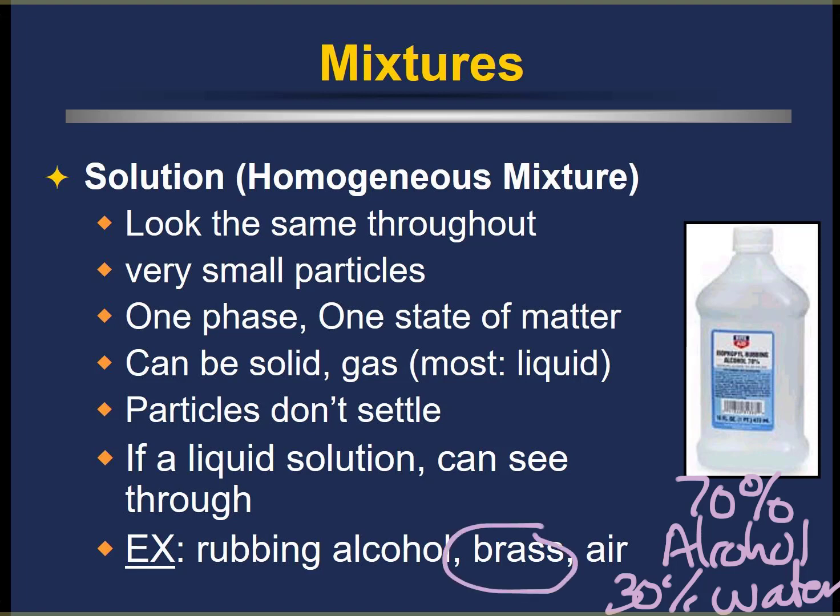Brass, this is a solid. It's a solid solution. And so they take and combine zinc and copper, and they melt it together, and then they let it solidify, and it is a solid solution. So it looks the same throughout. Those atoms are combined physically, and so that's why it's classified as a mixture.